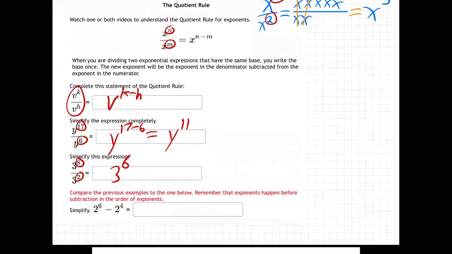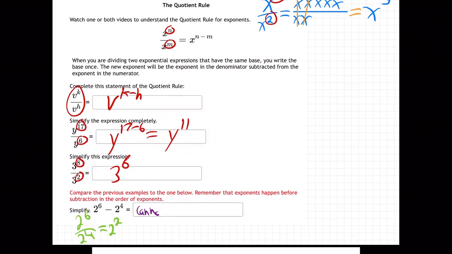Now, finally, the last one. They say, compare the previous examples to the one below. Remember that exponents happen before subtraction in the order of operations. Now, on this one, can we just subtract those powers? The question they're asking, excuse me, is can we just say, look, this is just 2 squared? No, that's not the same. If it was 2 to the 6th over 2 to the 4th, that would be 2 squared, right? If they were divided, then you can subtract the powers, but that's not what's happening here, right?